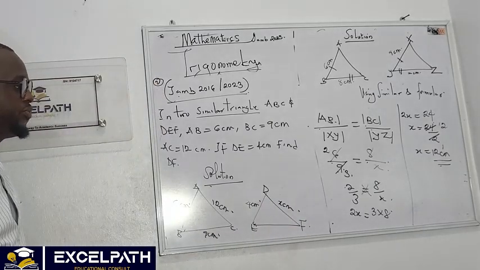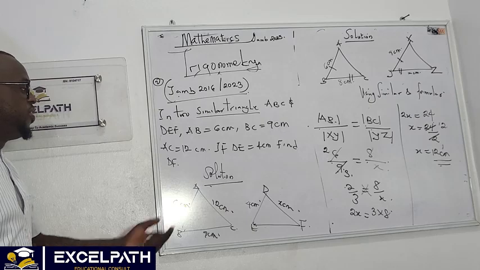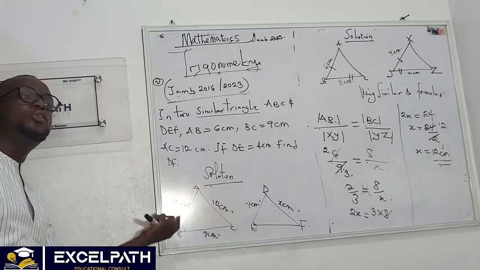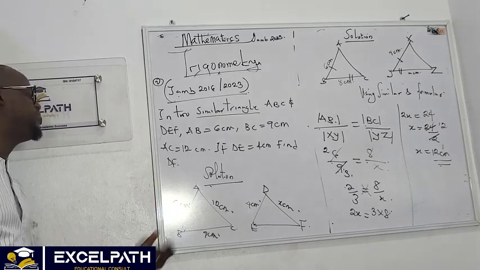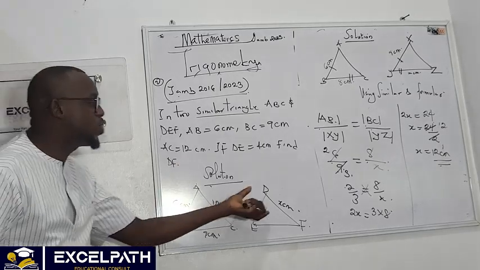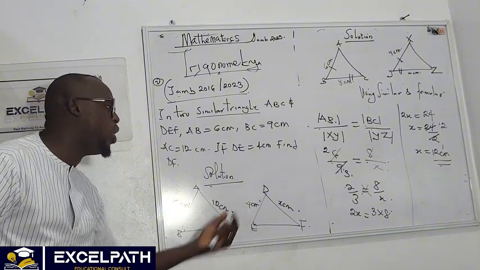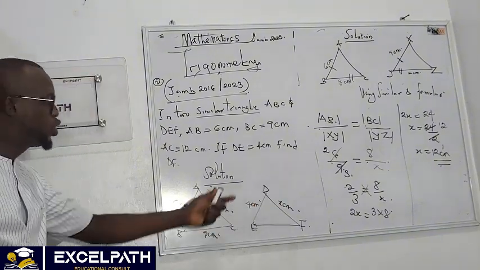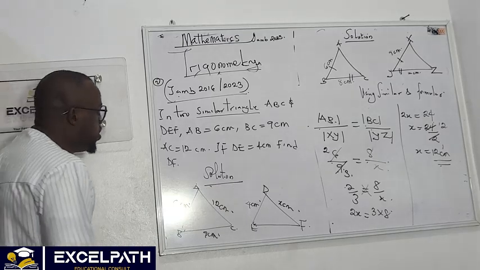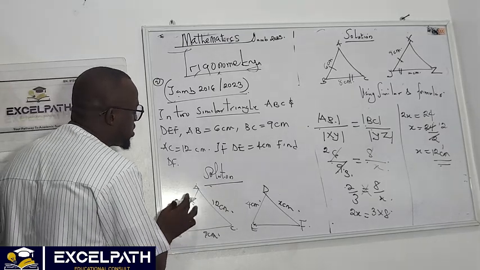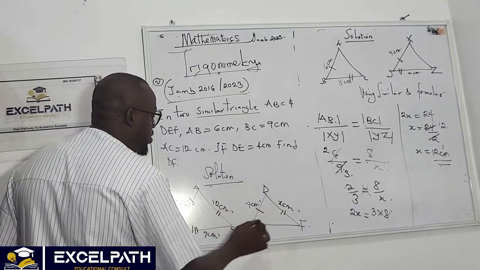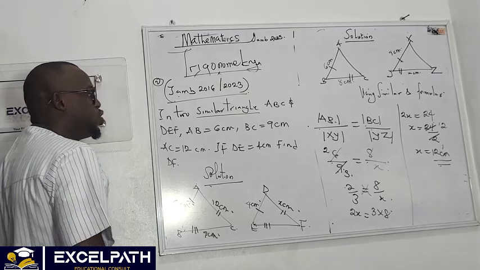Look at how they want to confuse. The first triangle has all the sizes. The second triangle has just one size, and you are asked to look for the other side. For you to look for this, you need to know that this side is over this side, this side is over this side, this side is over this side.